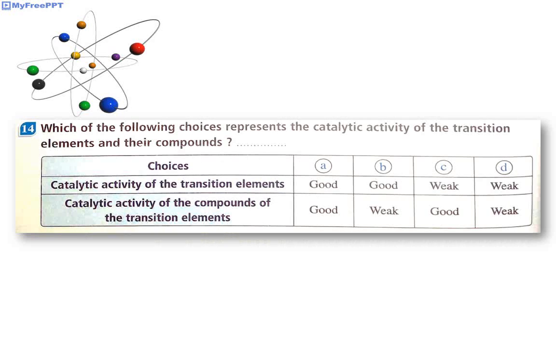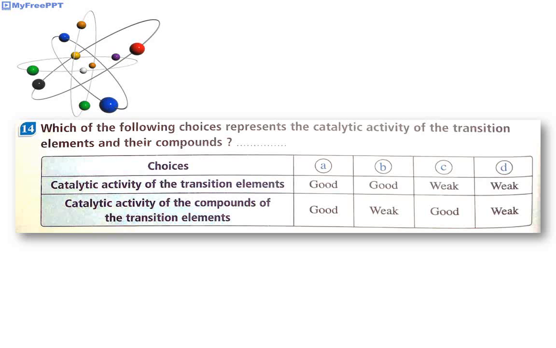Another question here, question number 14. Which of the following choices represent a catalytic activity of transition elements and their compounds? Okay, what do you think about catalytic activity? We use transition elements as a catalyst, so they are good. C and D are wrong.